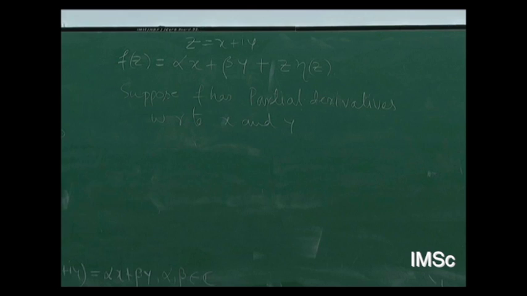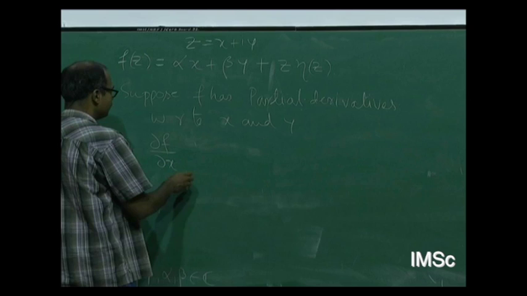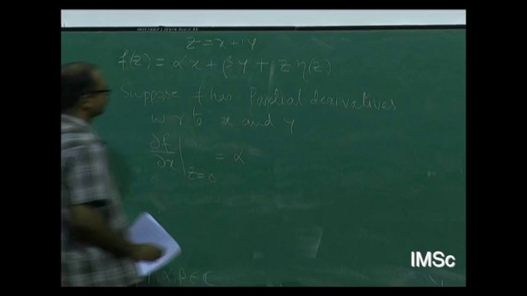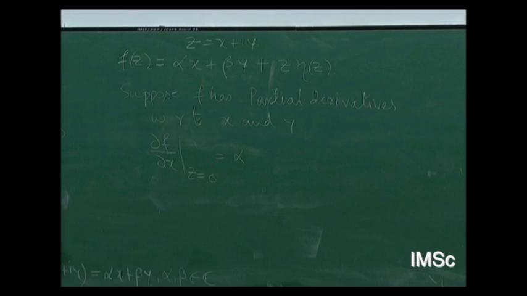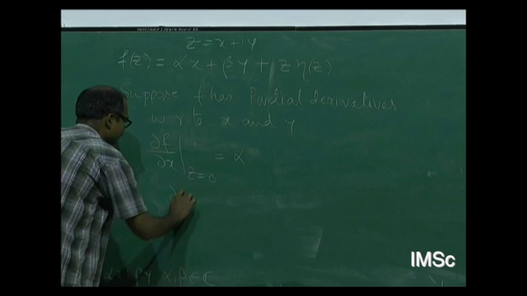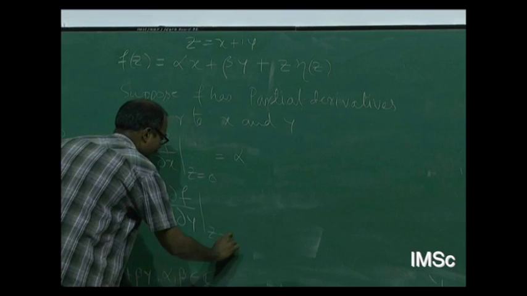So if I just take the partial derivative del f by del x at z equal to 0, this is obviously just alpha, because when you take the partial derivative with respect to x, this goes away, and this goes to 0 when you put z equal to 0. And similarly del f by del y is beta.